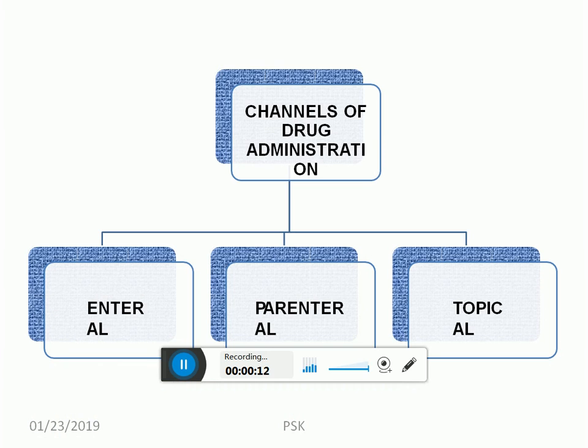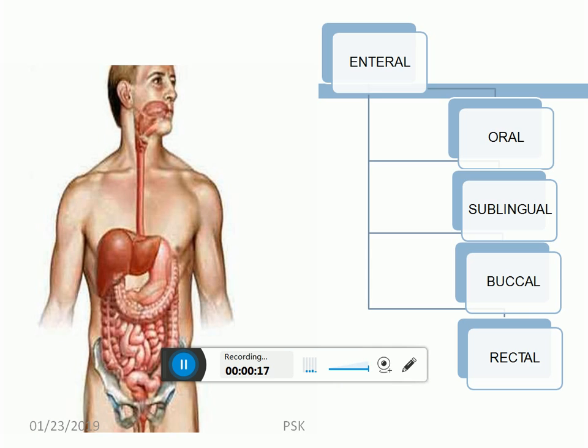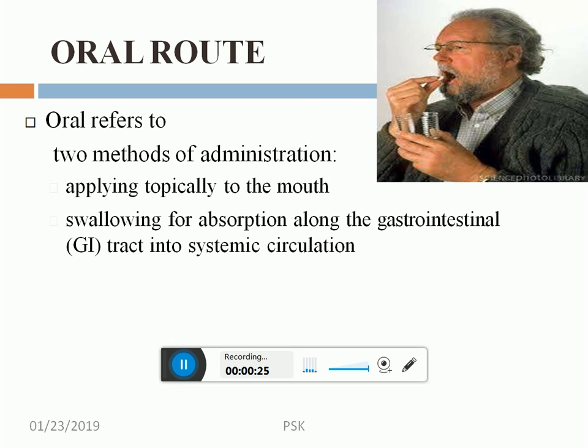Now I would like to take a class on routes of drug administration. The routes of drug administration are enteral, parenteral and topical. The enteral route is classified into oral, sublingual, buccal and rectal. The oral route refers to a method of administration where the drug is applied on the mouth and swallowed for absorption along the gastrointestinal tract into the systemic circulation.